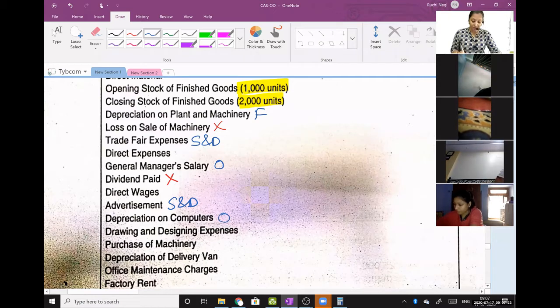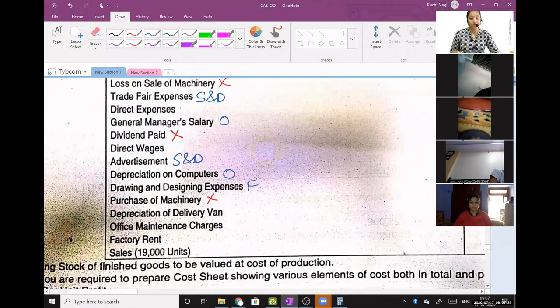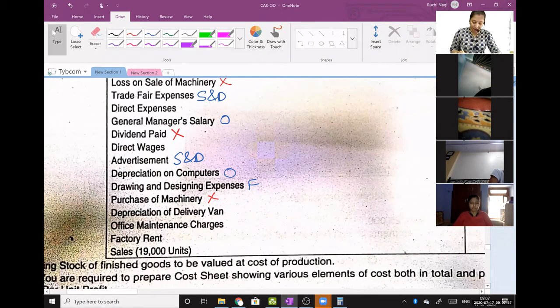Drawing and designing department, the expenses, factory overheads. Purchase of machinery. It's a capital expenditure, so non-cost item, will not come in the calculation of total cost, that is cost sheet. Depreciation on delivery van, selling and distribution. Office maintenance charges, office. Factory rent, factory.